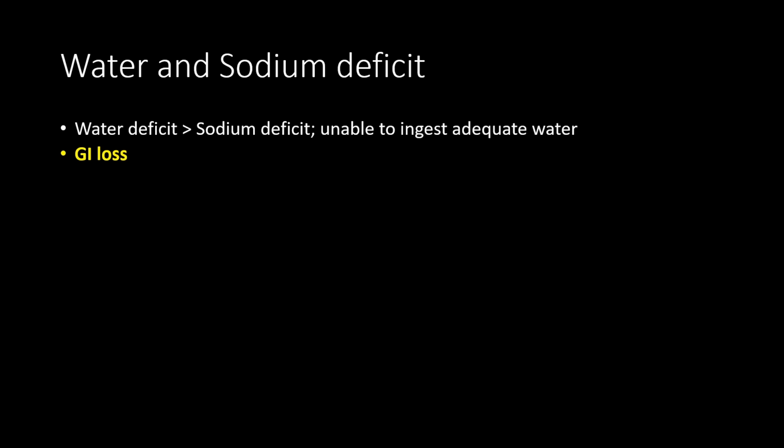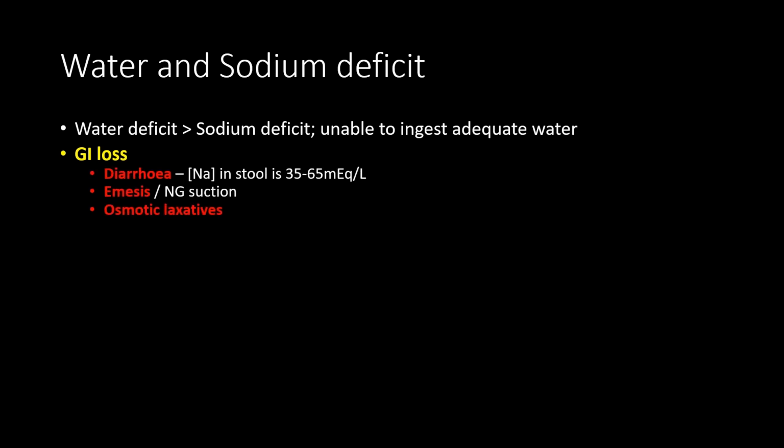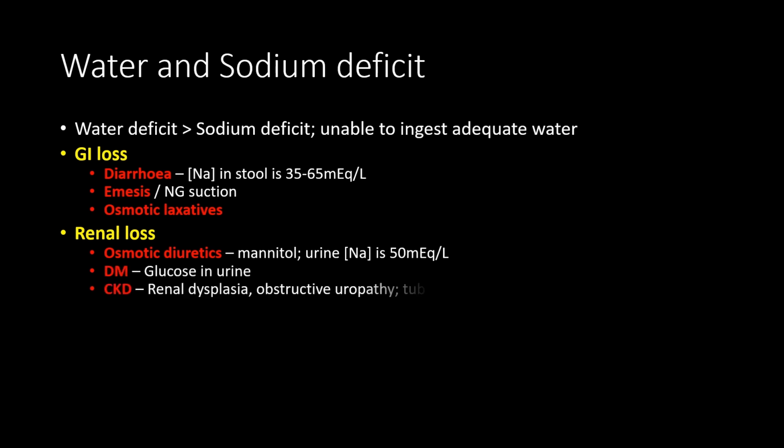So you can guess the causes by now. Diarrhea, emesis, osmotic laxatives, all these conditions are causing gastrointestinal loss of water and sodium, but the water lost is more than the sodium loss. That's why there is hypernatremia. Similarly, what can be the causes of renal loss? Osmotic diuretics, diabetes mellitus, chronic kidney disease, polyuric phase of acute tubular necrosis, post obstructive diuresis. In all these conditions, there is renal loss of water and sodium both, but the water loss is more than the sodium loss. That's why there is hypernatremia.